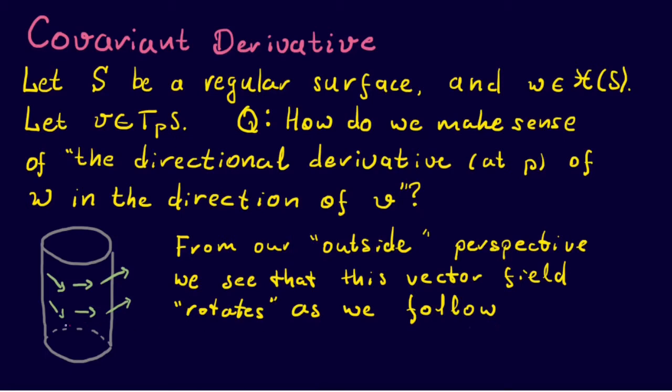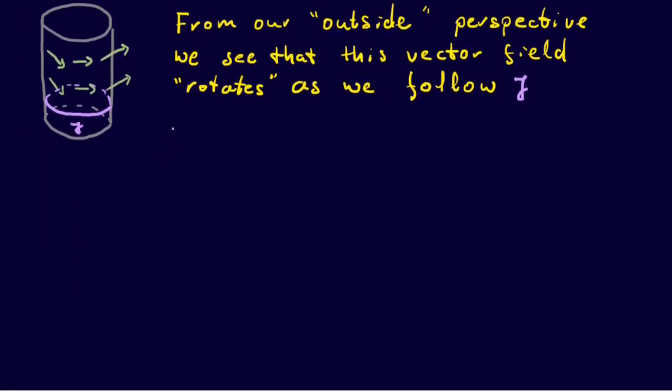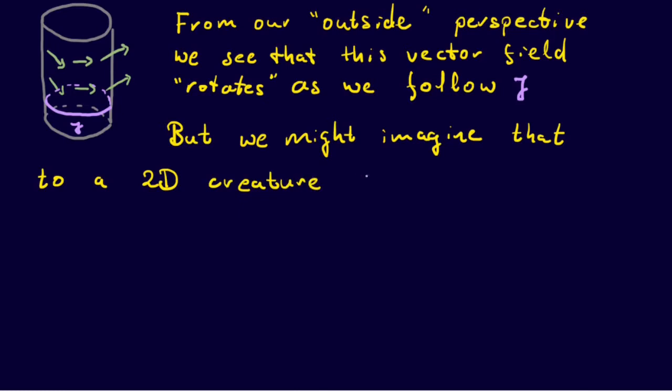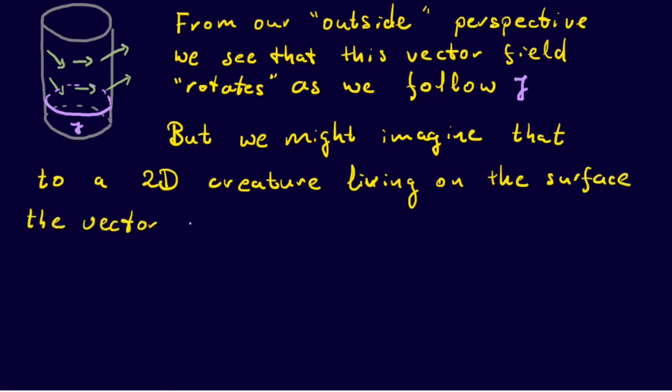So let me just draw a curve on this surface, which I'll call gamma. So from our outside perspective, we see that this vector field rotates as we follow the curve gamma. So if we imagine we're living on the surface of the cylinder, then the direction that this vector field changes in is something that we can't observe.